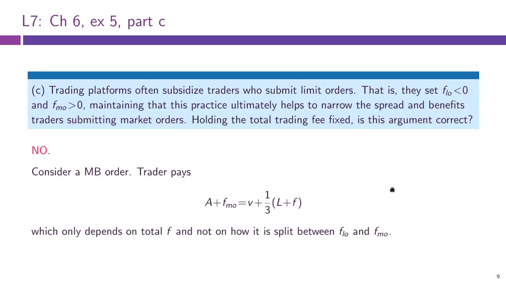And in the end, we have that the actual trading cost, the actual amount that the trader pays for a market buy order, is given by V plus one third L plus F. Meaning that it does not actually depend on how we split this fee F between limit and market orders.